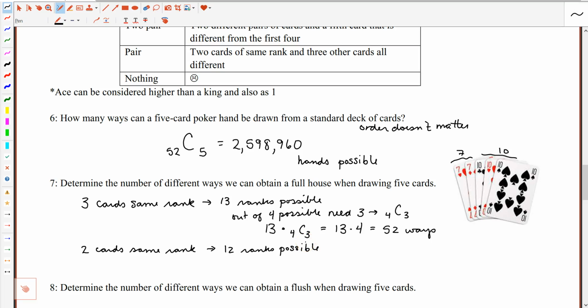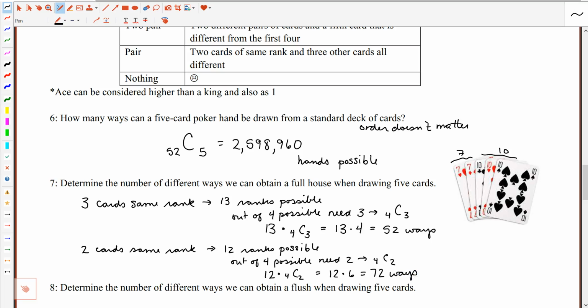And the argument is also very similar here. Out of the 4 possible, you need 2 of them. Okay, so that's going to be 4 choose 2. So then overall here, you've got 12 ranks possible, where each one of them can be selected in that many ways. So this is going to give me 12 times 6, or 72 possible ways.